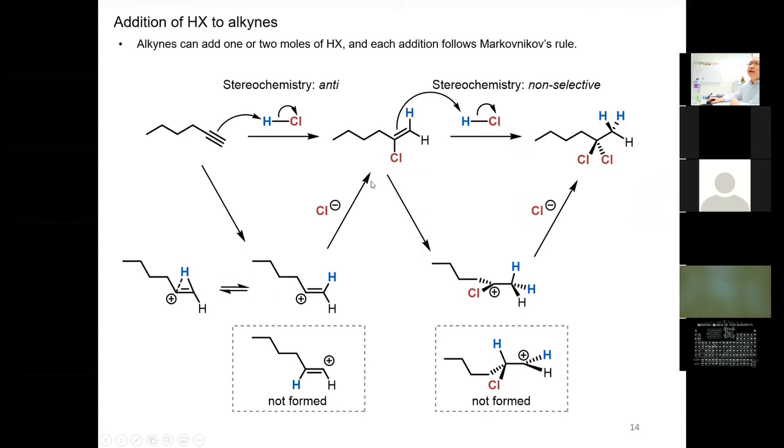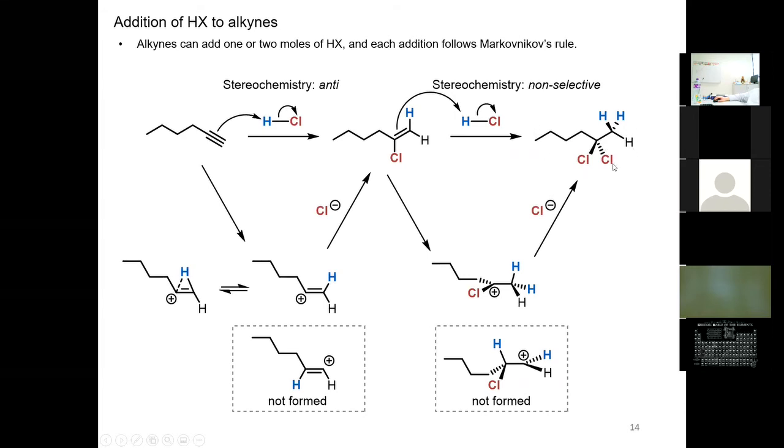After the chloride adds, it generates the alkene. Then let's consider the second electrophilic addition, which should also follow Markovnikov's rule. Let's see which carbon has more H. The terminal one has 2 H and the internal one has 0 H. So the second H will also go to the terminal side, generating the carbocation at the internal position. The other carbocation will not be generated at all because it's anti-Markovnikov. After the carbocation is generated, chloride adds to give this carbon with two chlorides.